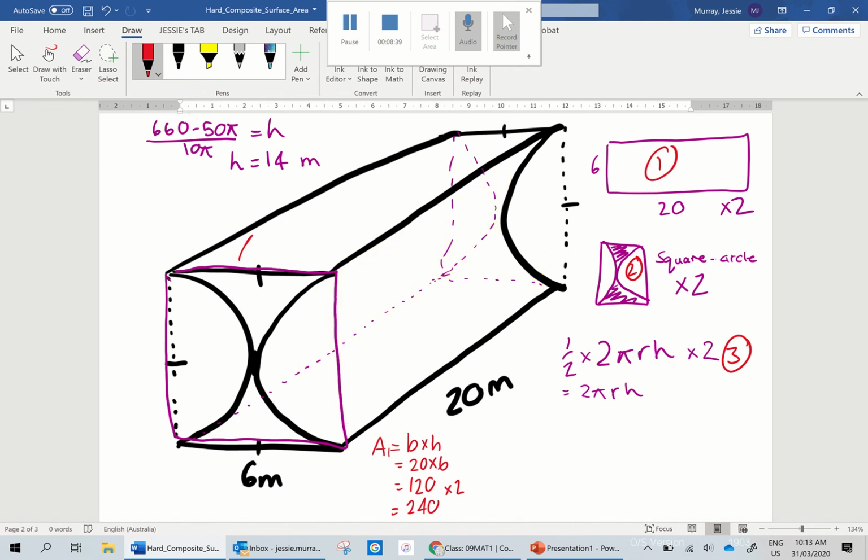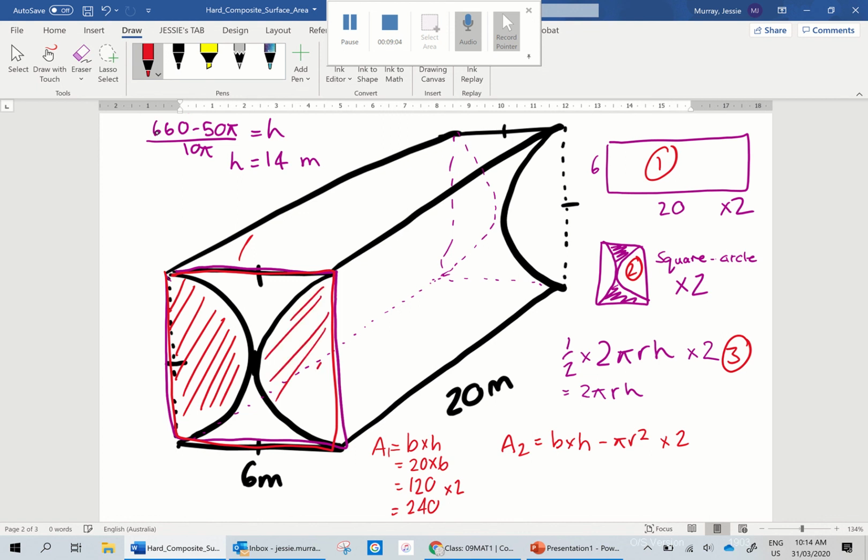All right, area 2. Now this is that square. So the square is base times height, but then I need to minus a pi r squared, and then I need to multiply by 2 because that's the front and the back. If you're not sure again, I've got the entire front, the square there. Then I'm going to subtract off this semicircle, which is a half pi r squared, and this semicircle, another half pi r squared, which makes a whole circle. 2 semicircles make a whole circle.